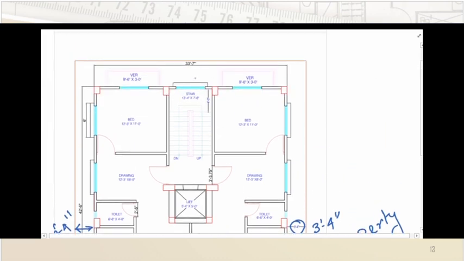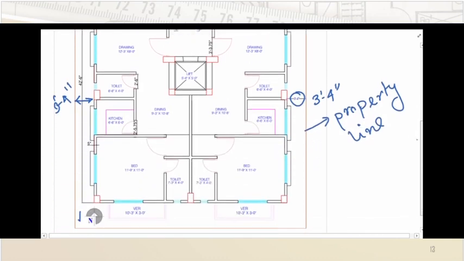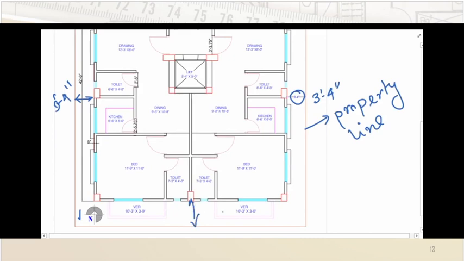And for this direction, 3 feet 4 inch seems quite impossible, just because the veranda alone is given 3 feet, and if you add some offsets there, it is impossible. Rather than 3 feet 4 inch, we can assume this as 4 feet or 4 feet 6 inch, which will be fair enough. The same thing goes for this direction as well. There are verandas and balconies over there, so we could take this as 4 feet or 4 feet 6 inch.